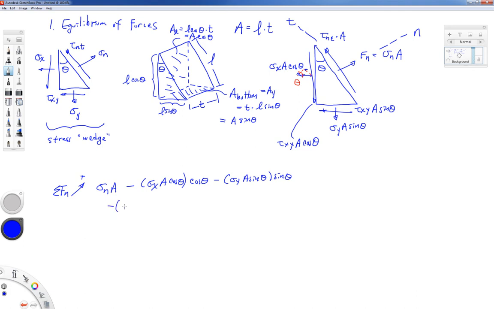I'll have the shearing stress, tau xy A cosine theta, that's on the left side, times the sine theta component, and then tau xy A sine theta and the cosine theta component. And if the object is in equilibrium, those will be equal to 0.